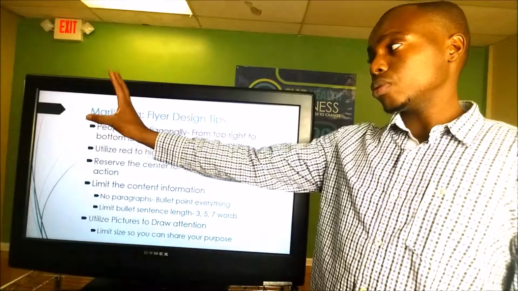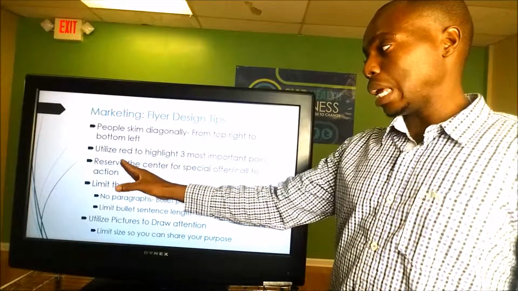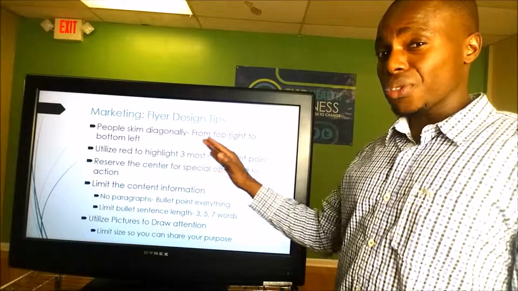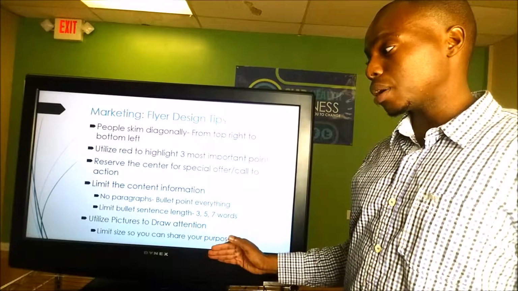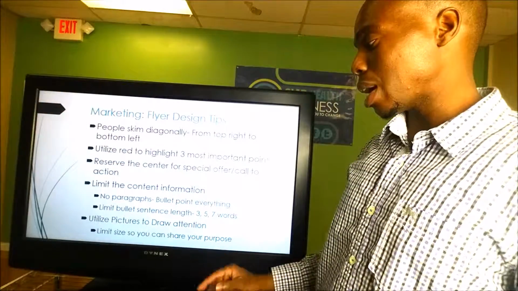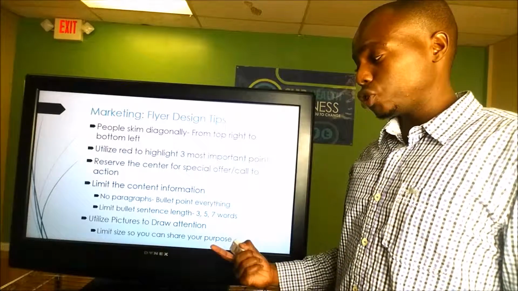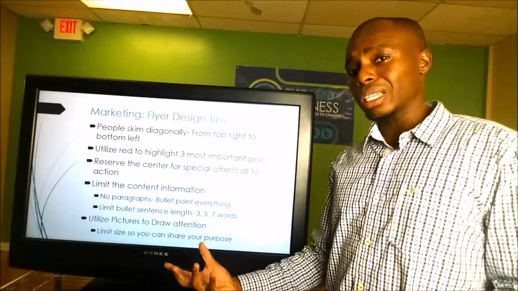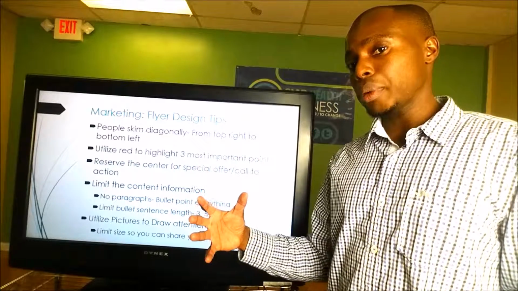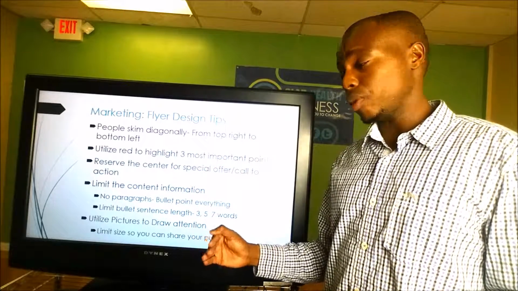But you want to have your title in the top corners. And then you want to have your special offer or anything like that, you want to reserve that for the middle, and then contact information at the bottom. You can also put it in reverse order, but people's eyes are going to follow that line of sight. And you can utilize a picture to draw attention. If you don't have a compelling title, utilize a picture. But you want to make sure that it doesn't take over the paper and that you limit the size of it and how many pictures you actually have on it.